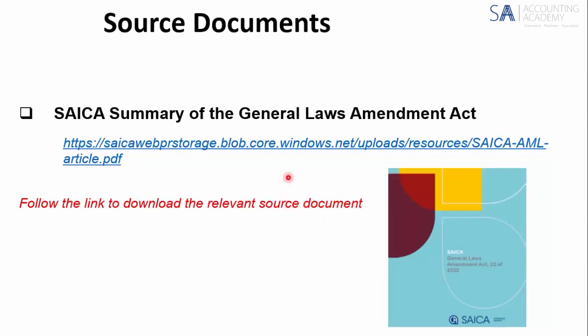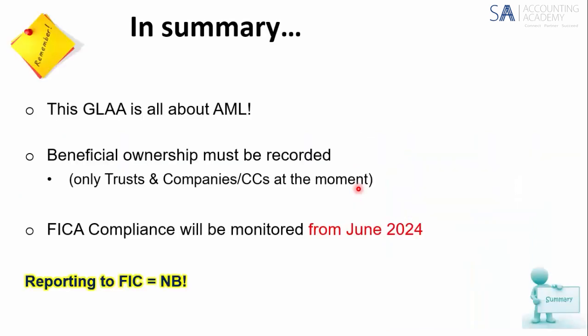The source document that we're looking at there, like I said, the one from SAICA, there is your link to download it. That's the screenshot of the front page. Remember that the GLAA is all about anti-money laundering. The beneficial ownership must be recorded. At the moment, it's for trusts, companies, and CCs. Trusts on the master's website, companies and CCs on the SIPSI website.